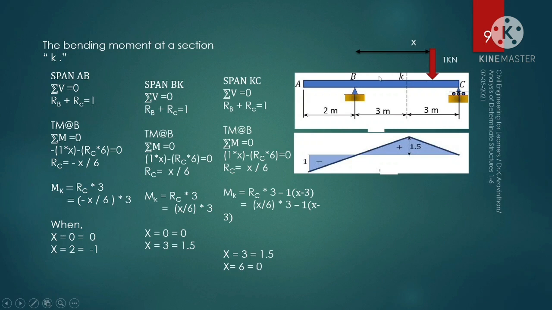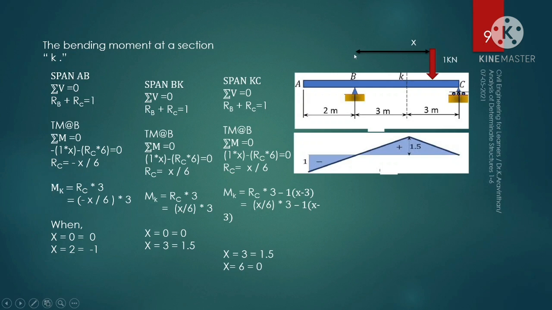I know that this distance is 3 meter, so x minus 3 will be the distance. So hence 1 into x minus 3 and RC into 3. So we know RC is x by 6, x by 6 into 3 minus 1 into x minus 3. I will be substituting x equal to 3.